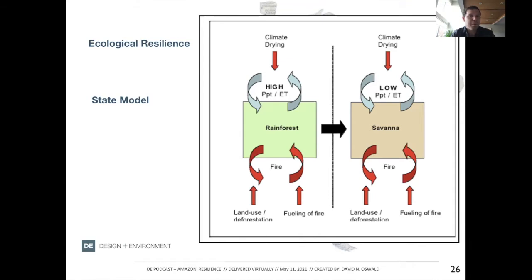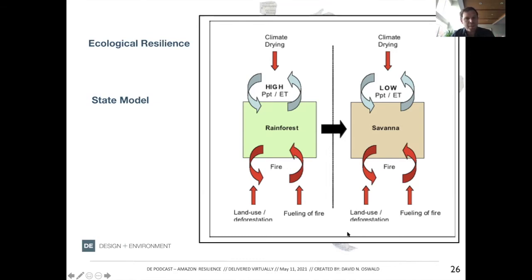The fueling of the fire through fires that are set, and then also the sustaining processes, so the negative feedback system, which is a high precipitation and evapotranspiration negative feedback loop, and we have a positive feedback loop at the bottom with the fire, okay? I've also included climate forcing, called it climate drying, because that's what was happening, but it's climate forcing in both circumstances, because that's one of the things that's a concern in the situation, okay?